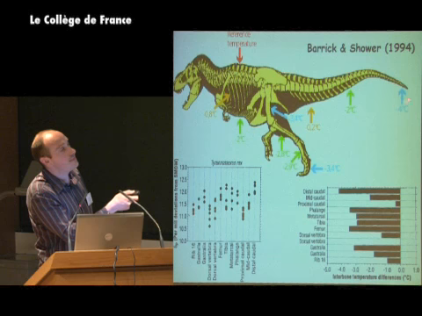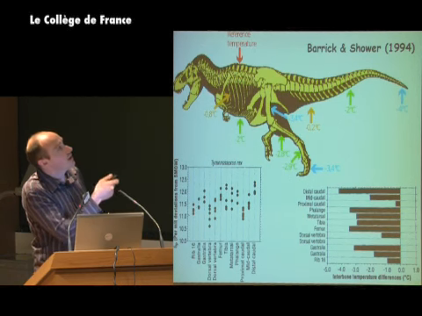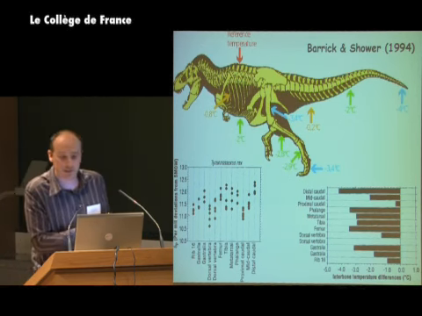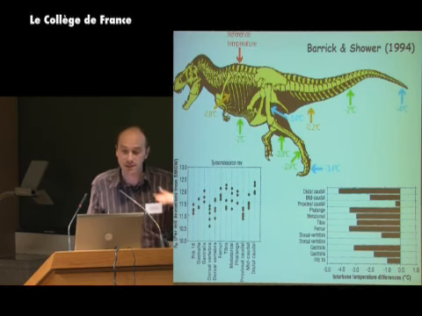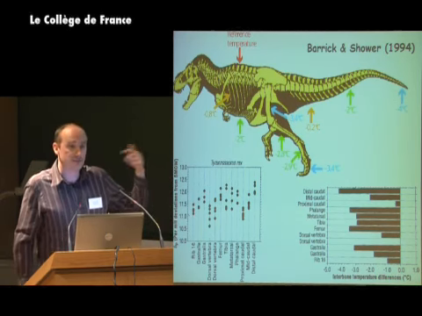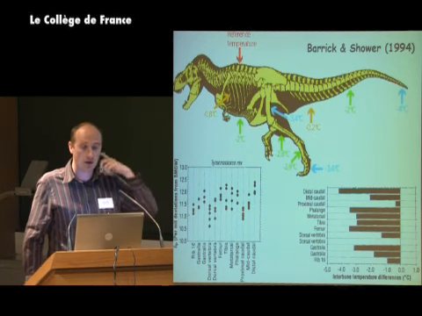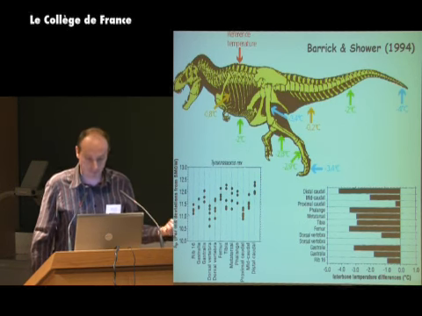the tip of the tail compared with the dorsal vertebrae. And from this, they concluded that it's not such a big variation, so Tyrannosaurus may have been a warm-blooded animal.